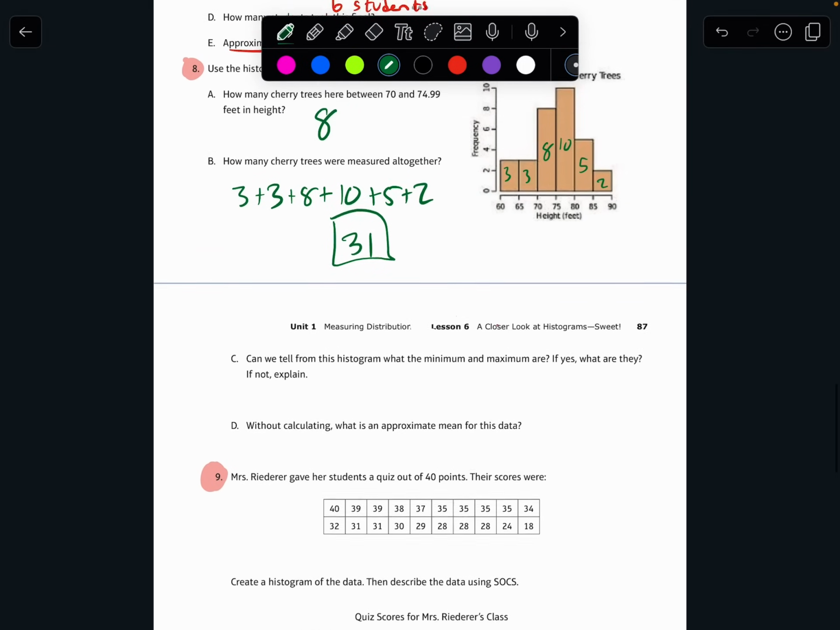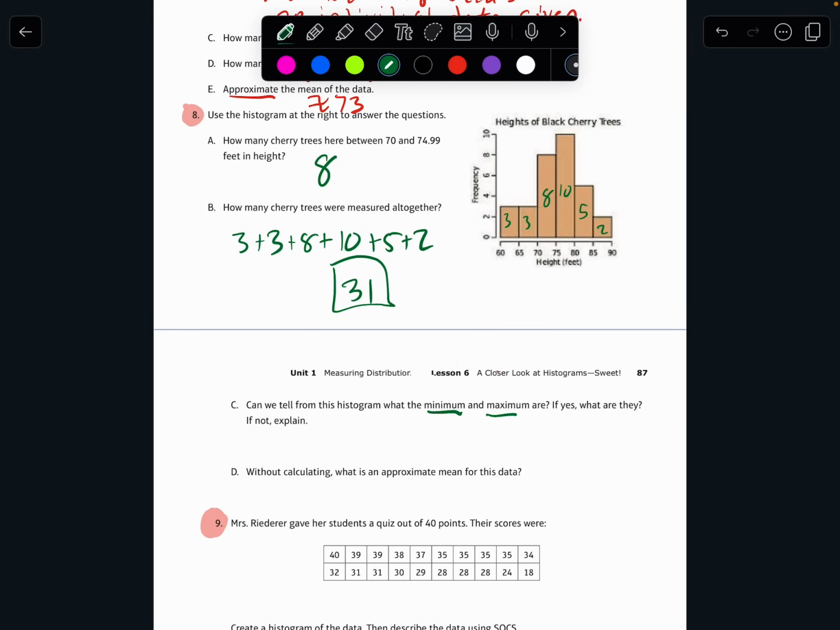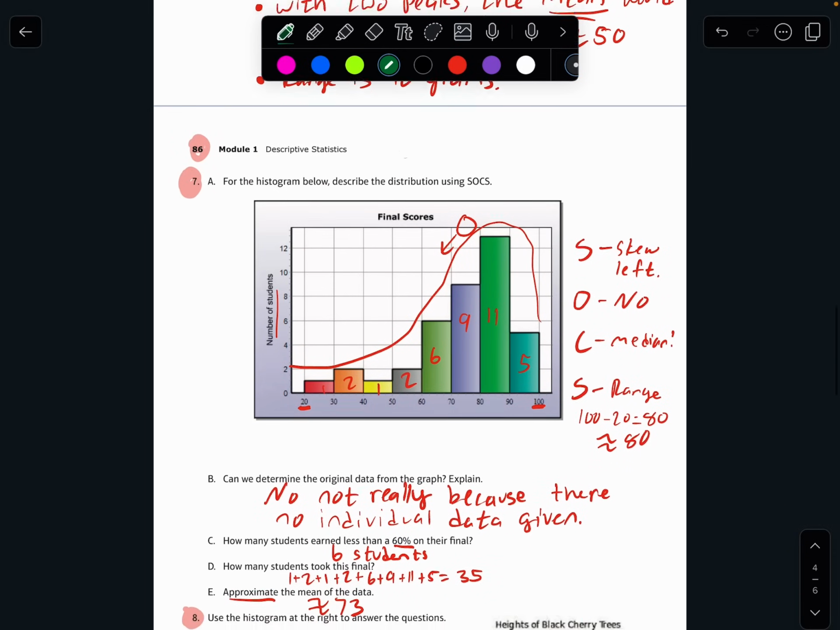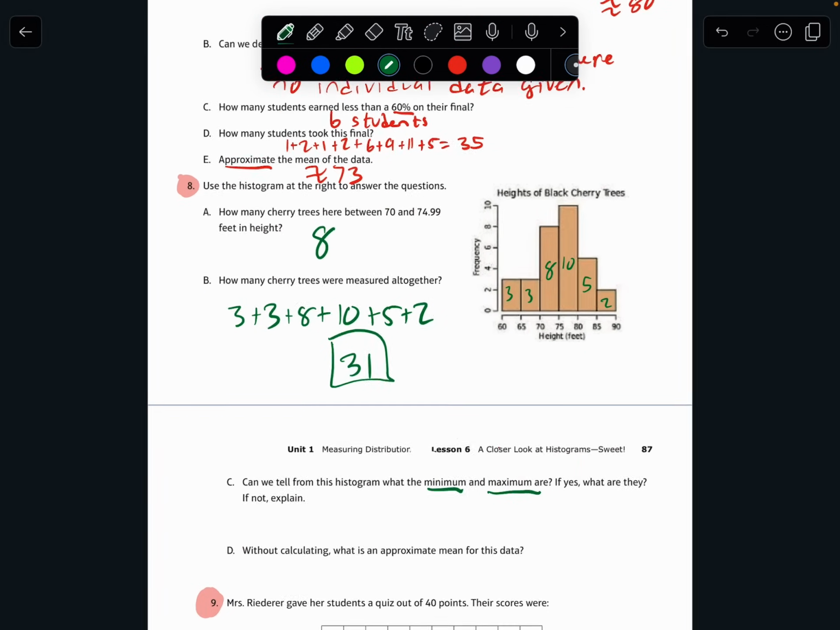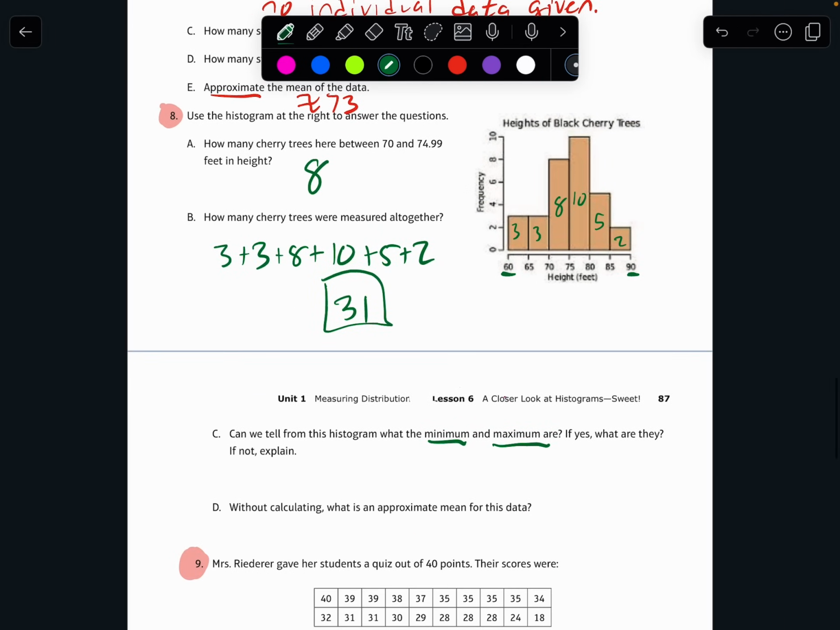Can we tell from the histogram what the minimum and maximum are? If yes, what are they? If not, explain. So it's kind of the same thing as what I mentioned over here on number 7. We're not given individual points. We don't know if 60 is really the lowest number, or if we have any trees that have a height of 60. We don't know that. And we don't know if we do have cherry trees that have a height of 90. So no, because we do not have individual data points.